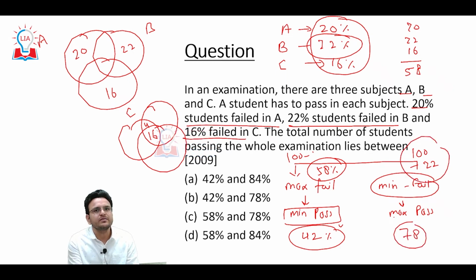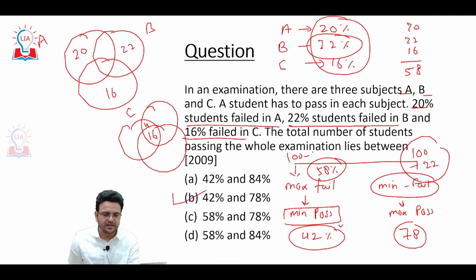So hope you are able to understand. The only thing is, when you get the value of maximum fail, you get the value of minimum pass. When you get the value of minimum fail, you get the value of maximum pass. So hope you are able to understand. This is the answer.